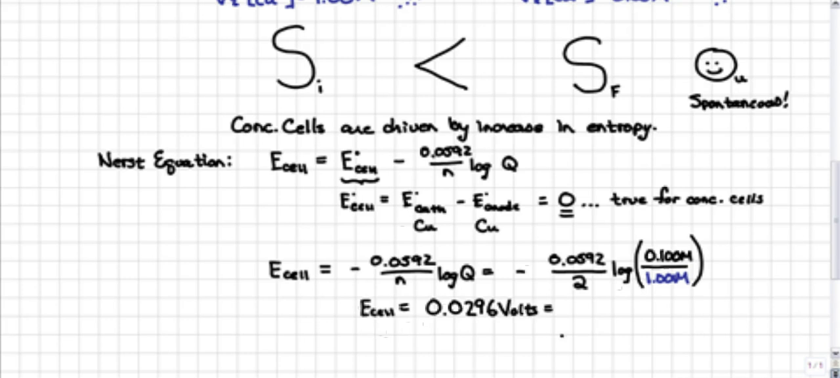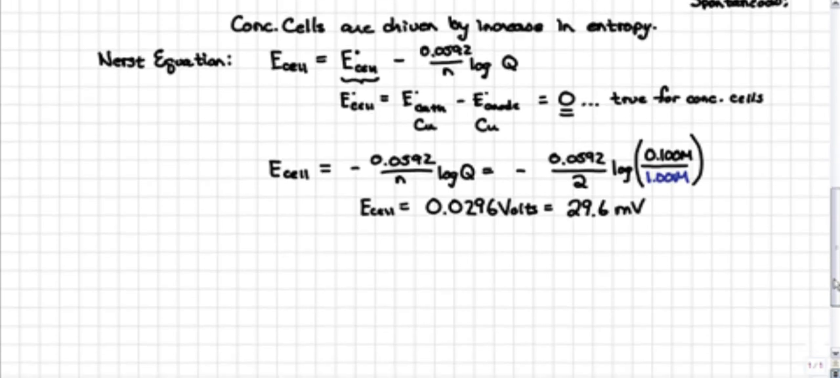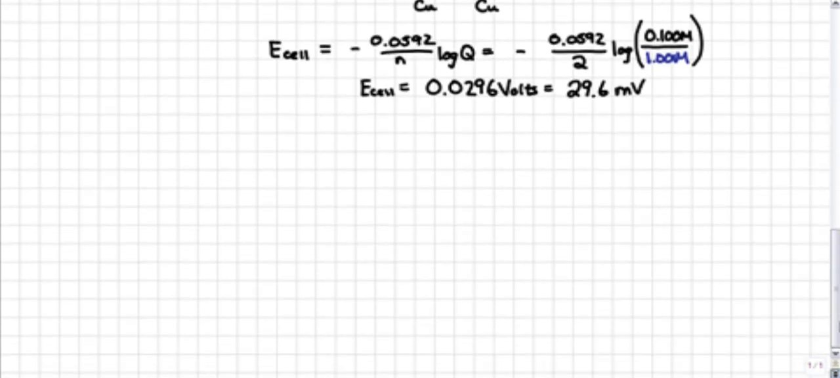Often such small voltages are converted into something called millivolts, again using the standard metric convention of milli, and so this would be 29.6 millivolts, a small amount of electrical pressure being developed by this thing that we call a concentration cell. Now, before we finish off concentration cells, let's just have a quick look at an application of a concentration cell.